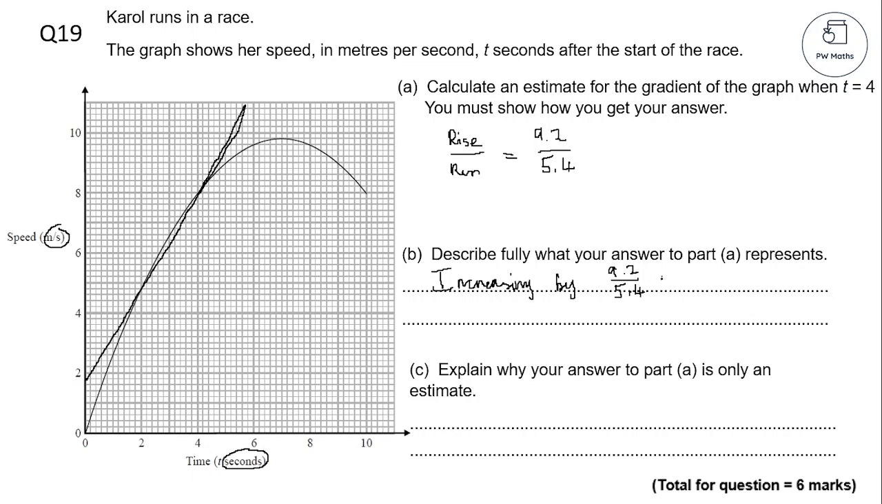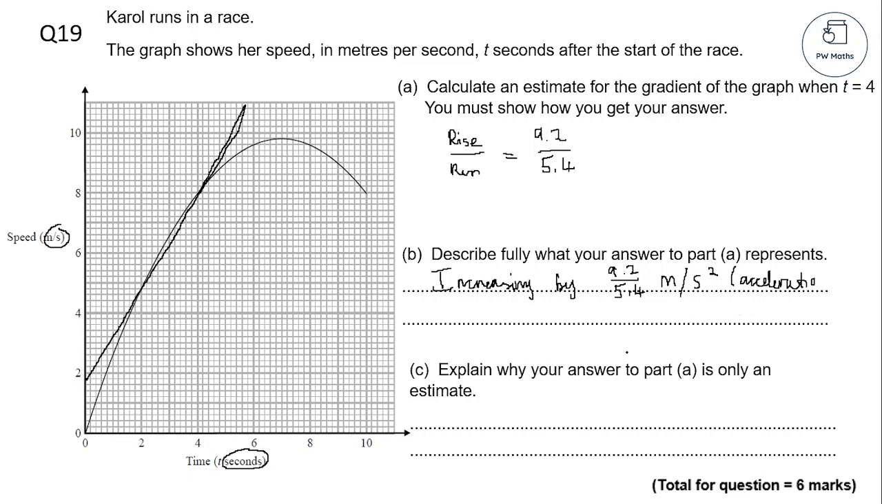As soon as I write the units, meters per second, which could be written poshly as meters per second squared, or ms to the power of minus 2, which you may well use in physics, I get the marks. Her speed is increasing by 9.2 over 5.4 meters per second squared. If you really wanted to show off, you could write the word acceleration as well.